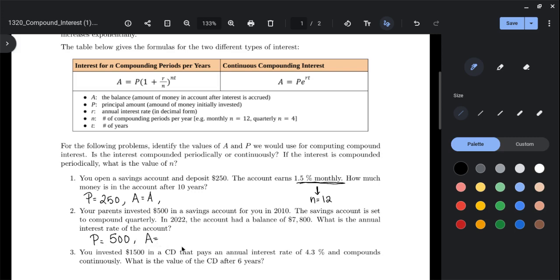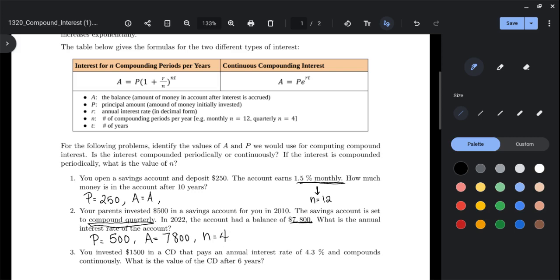A is the amount that we have in the account after our compounded interest has been added. And in this case, it actually does give us that amount, which is $7,800. And then next, we need to identify if it's compounded periodically or continuously. And if it's periodic, what is our N that we use in our formula? In this case, it says that the savings account is set to compound quarterly. So it gives us a period in which it's compounding. So it is periodically compounded, and that period is going to be 4, since it's quarterly, so 4 times a year.